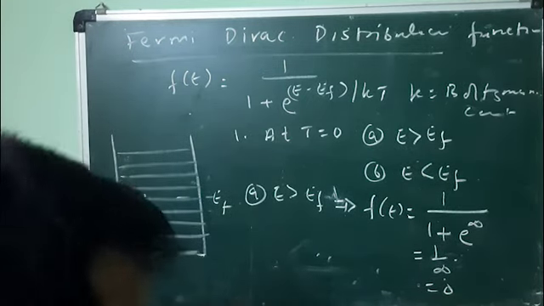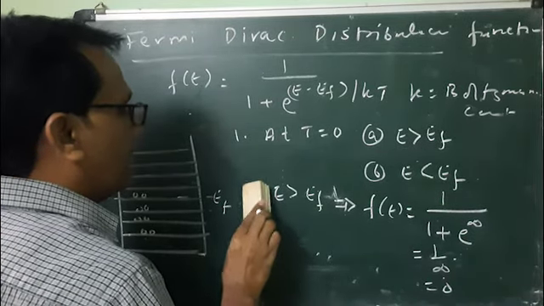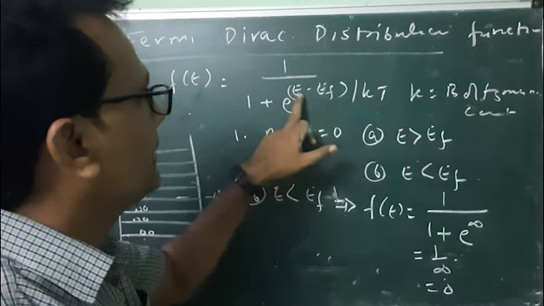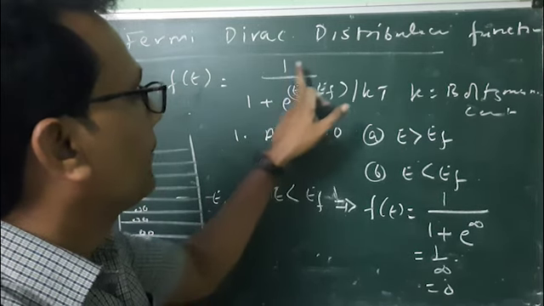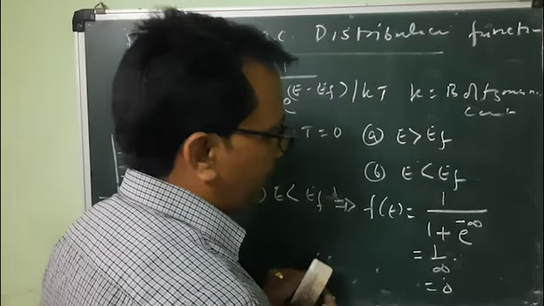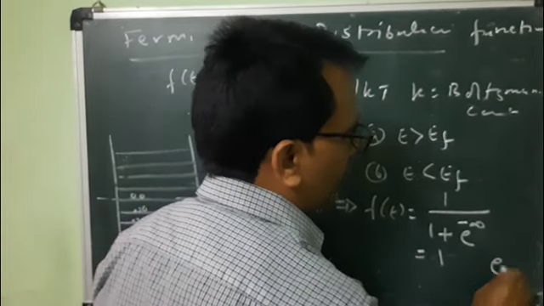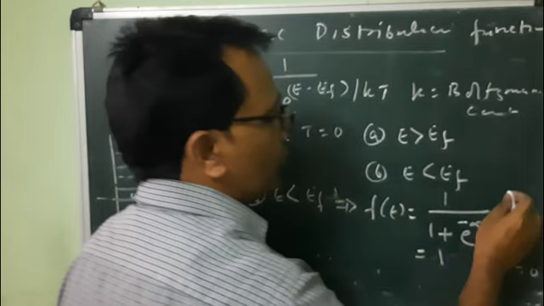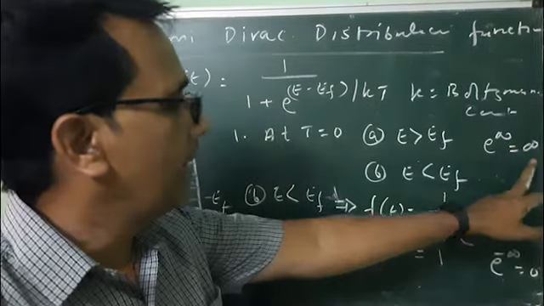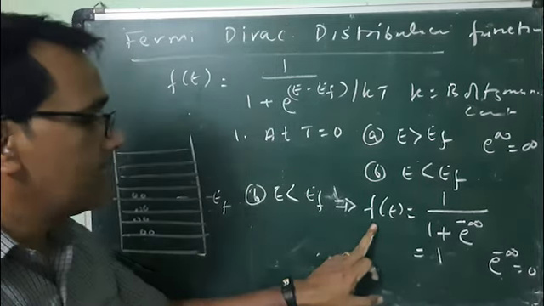Second part, the B part, when E is less than EF, meaning EF is greater than E, this will be a negative exponential term. Here we will have 1. Why? Because e to the power minus infinite is equal to 0, while e to the power infinite is infinite. That's why the first part was 0, and this minus infinite term is 0. So we will have F(E) is equal to 1.